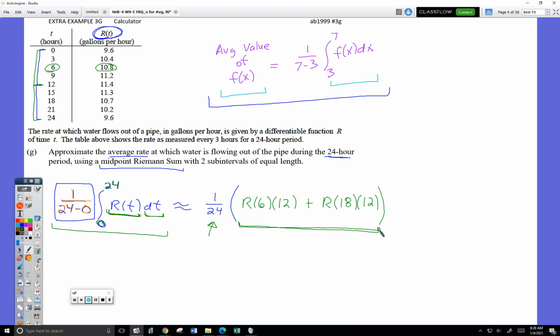Awesome. I can't stop there. I've got to go one more step because I can't leave it as r of 6, but I can leave it as what I'm about to write in purple. R of 6 is 10.8. That gets multiplied by 12 plus r of 18, 10.7. Like that. I do want to put units. I am finding the average of r. Therefore, the average rate has to have the same units as the rate itself. It's just an average. So I would put gallons per hour. And I would not go further. That will get me full credit.